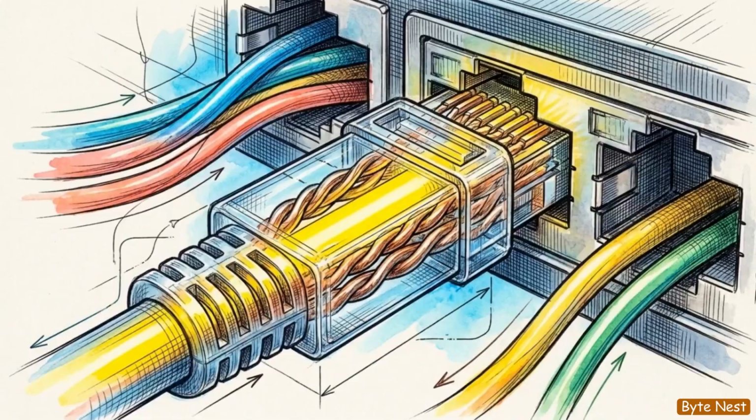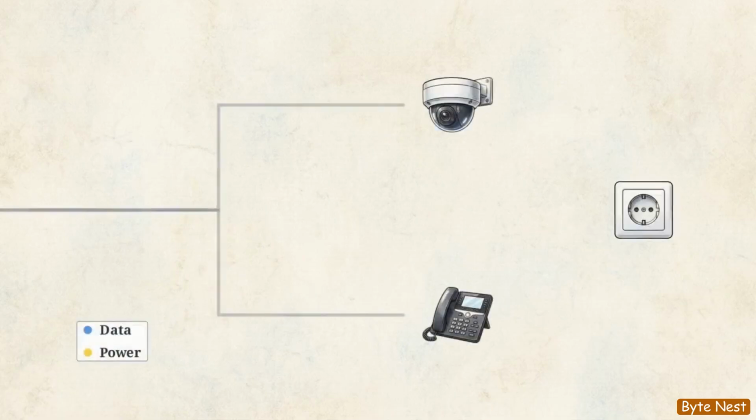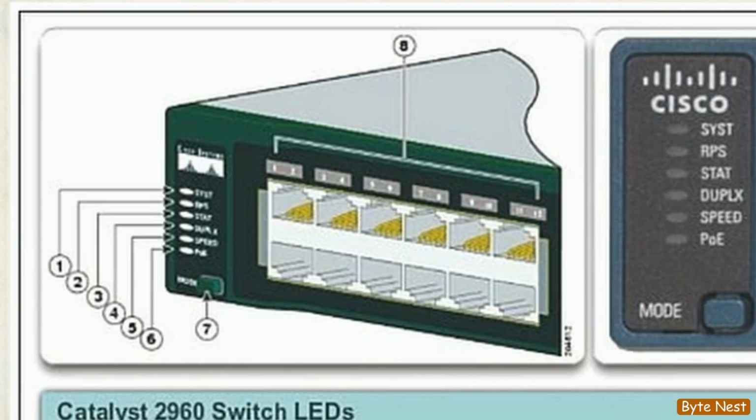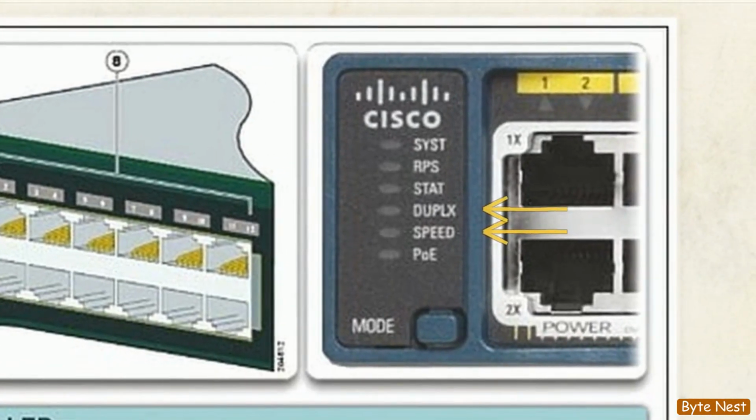Modern office switches can actually power devices as they move data. Using a feature called Power over Ethernet, a single cable can carry electricity to run a security camera or an office phone without needing a separate wall outlet. These professional switches give IT teams massive control. This diagram shows status lights for things like connection speed and whether data is moving in both directions at once.